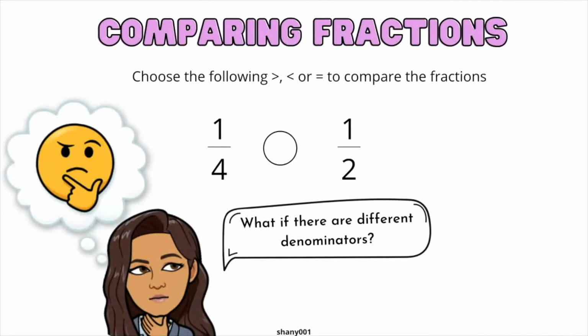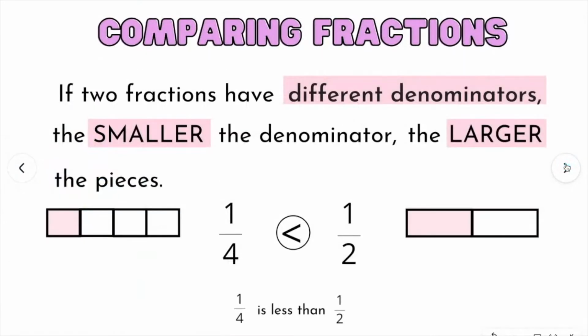What if there are different denominators? How can we go ahead and compare? Here's a little hint. If two fractions have different denominators, the smaller the denominator, the larger the pieces.